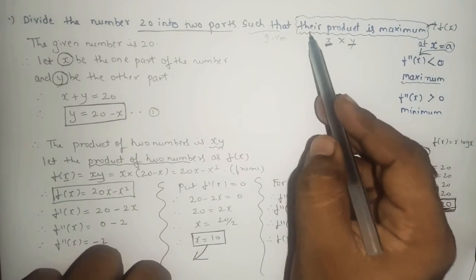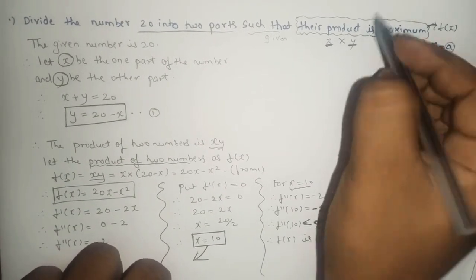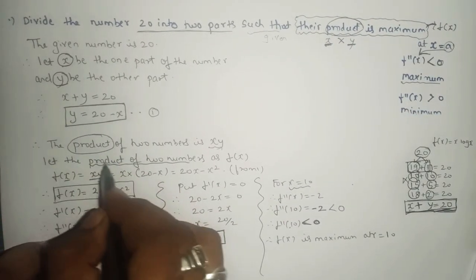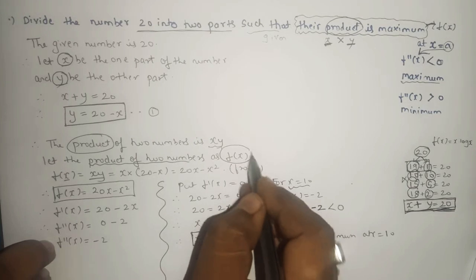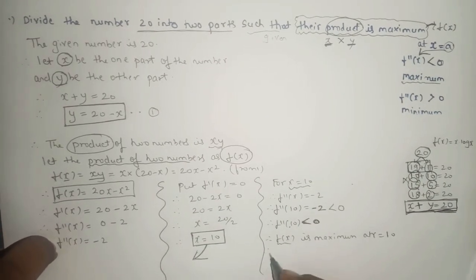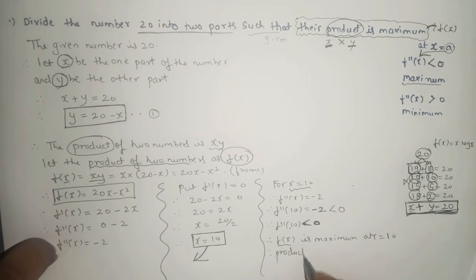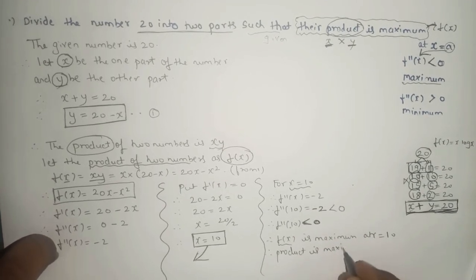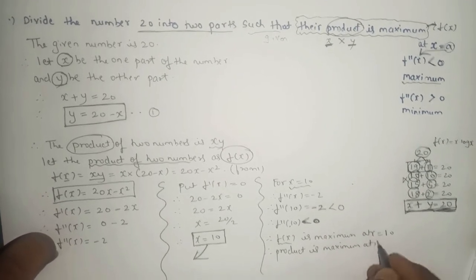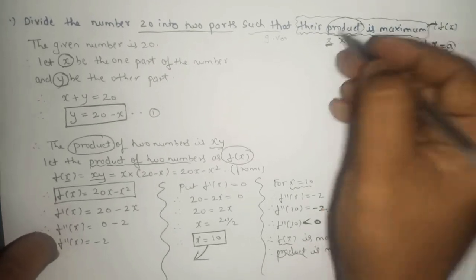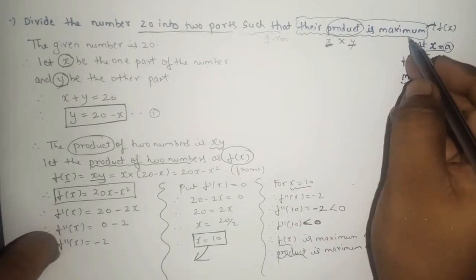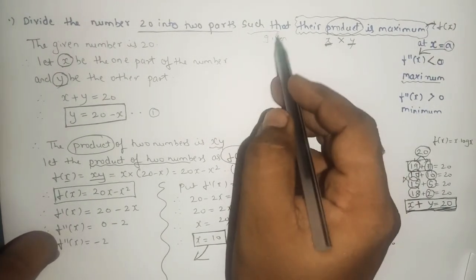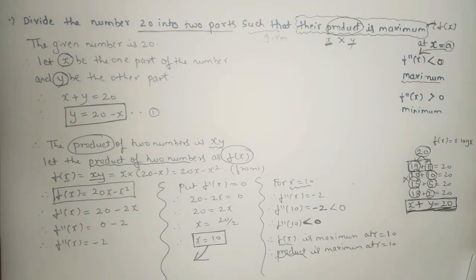So we know that for the product, what we took as f of x, here f of x is actually the product only, yes or no? So we come to the conclusion that the product is maximum at x equals 10. They said that the product has to be maximum, so it is given that the product has to be maximum.